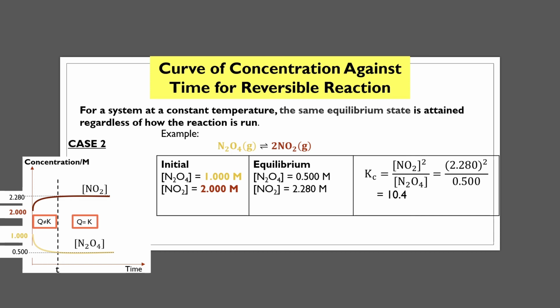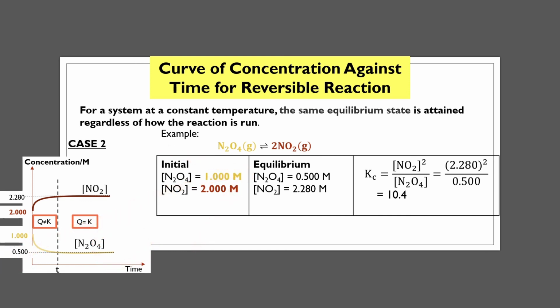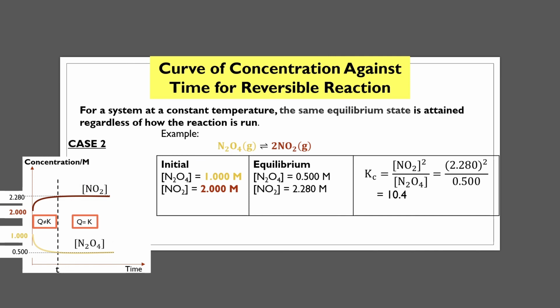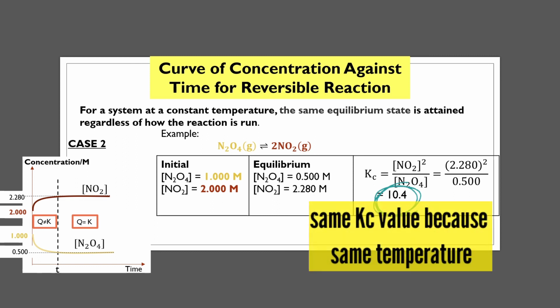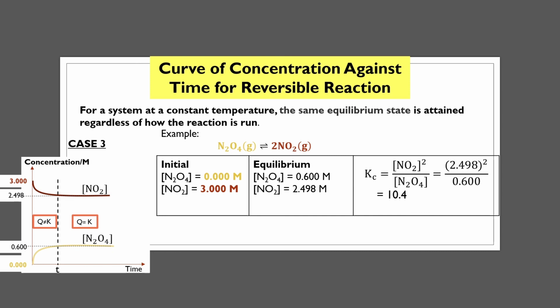The N2O4 reactant at equilibrium has a constant concentration of 0.5 molar, while the product NO2 has a constant concentration of 2.280 molar. To calculate the Kc, we just need to substitute the concentrations of N2O4 reactant and NO2 product at equilibrium into the Kc expression. And the Kc value calculated is the same as in the previous case because in both cases, the temperature is kept the same. For a reversible reaction, we can also start with the product only.